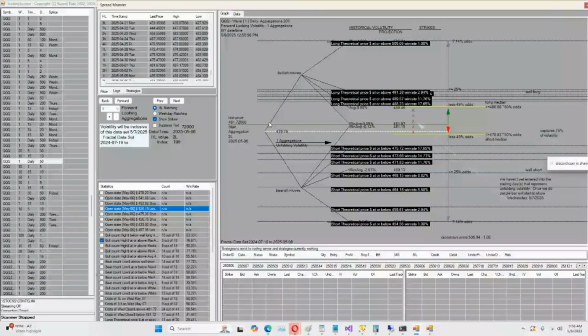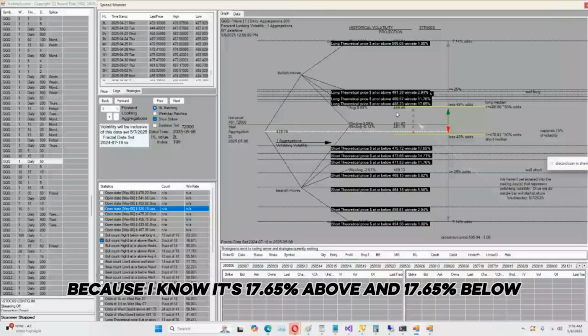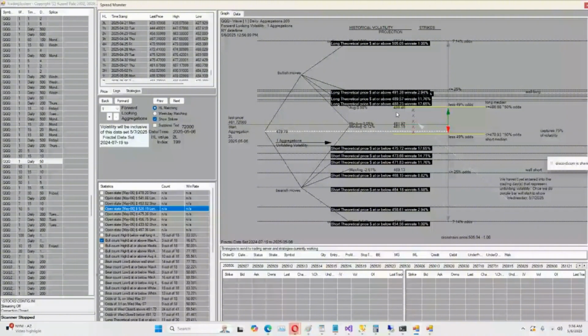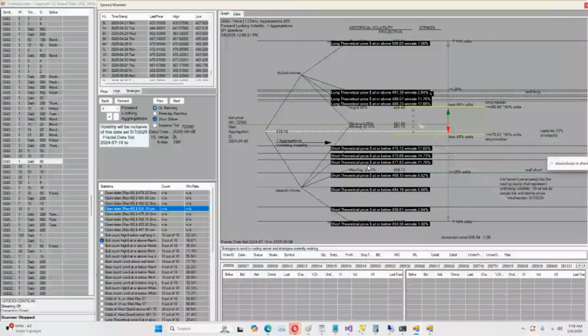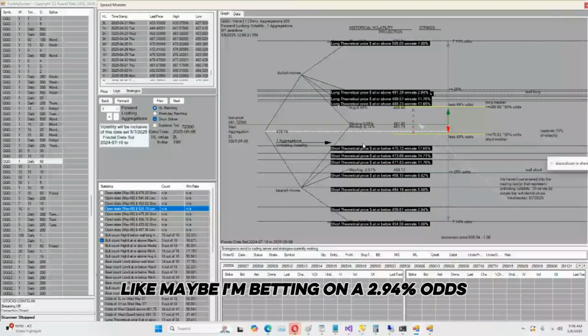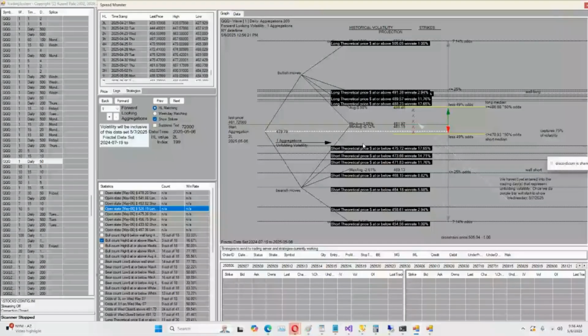We're about at 4. I know tomorrow, here's my sandwich. Because I know it's 17.65% above and 17.65% below. Those happen to be the exact same numbers. So I know my range of travel tomorrow is inside this envelope, right in here, most of the time. So if I'm betting outside of that, like maybe I'm betting on a 2.94% odds win rate, I know that is not likely to happen. So I have that in my head.